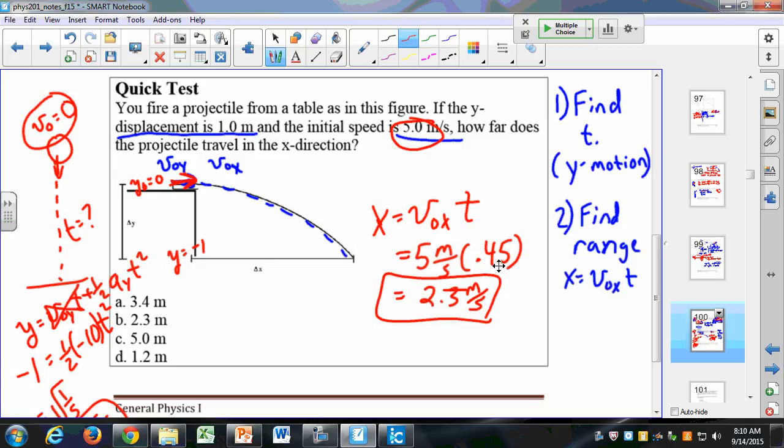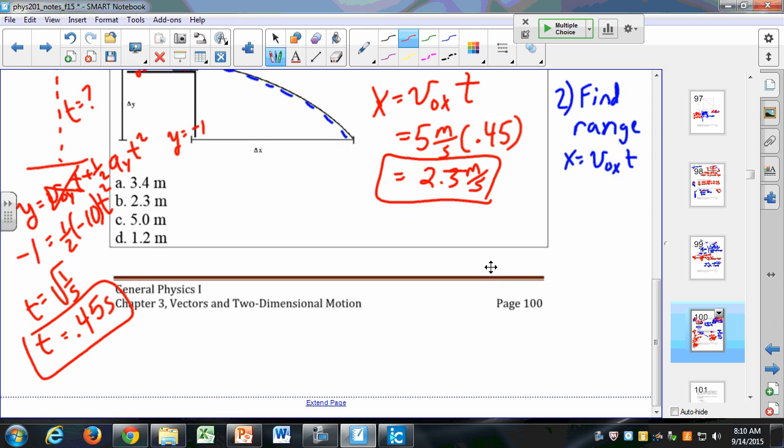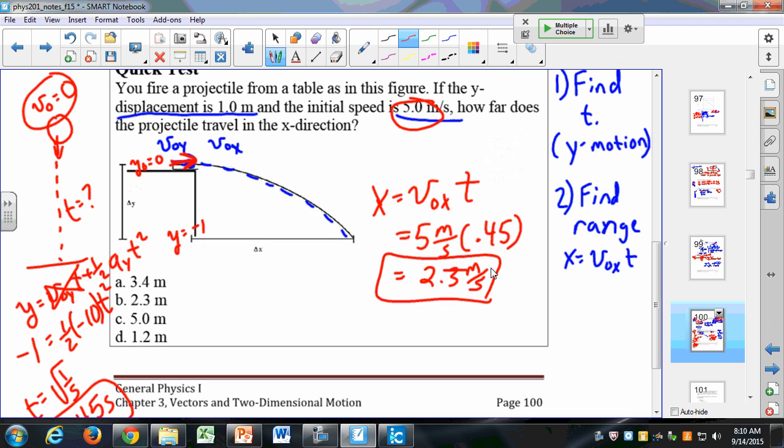All right, that was pretty straightforward. A good basic projectile motion problem. Certainly you'll need to know how to work it for the test, but again, on the test you'll see some slightly more complicated ones, which we'll probably get to next time.